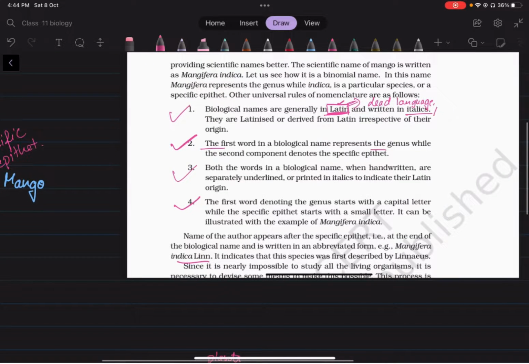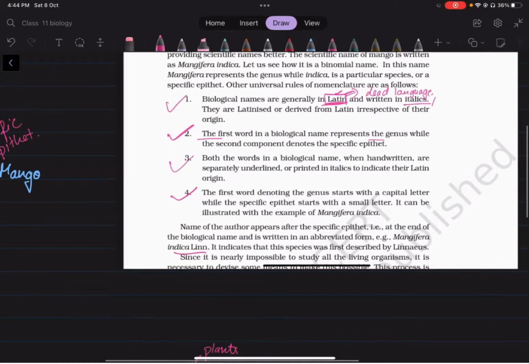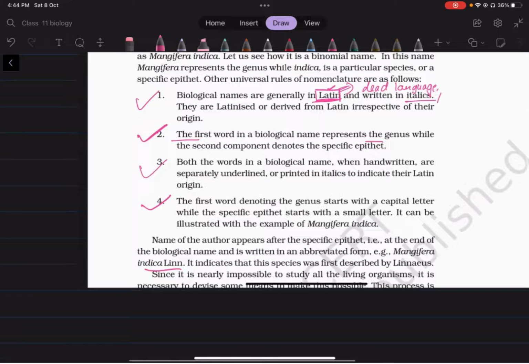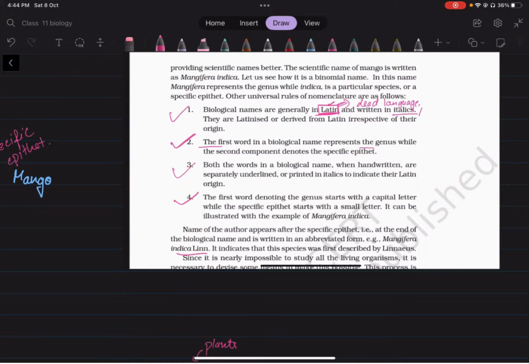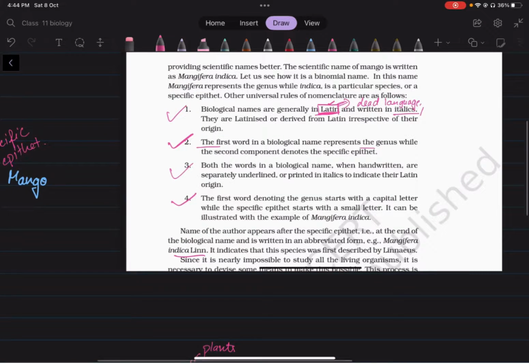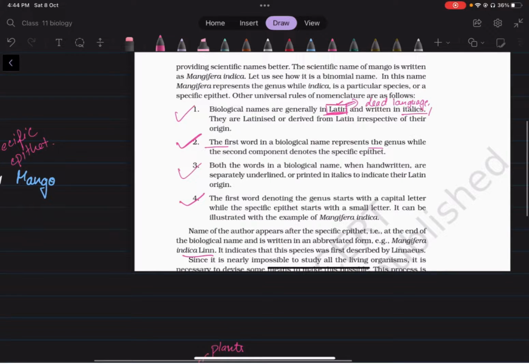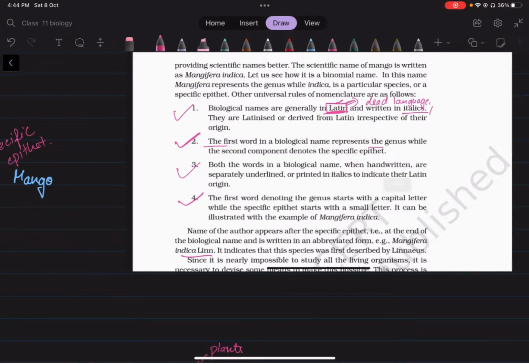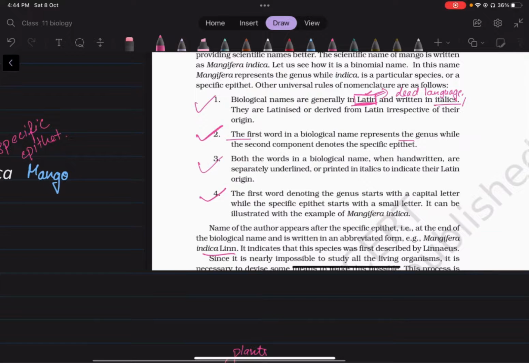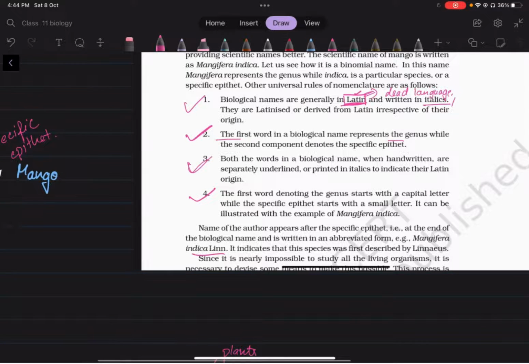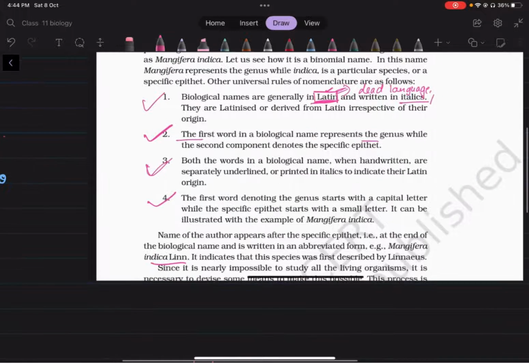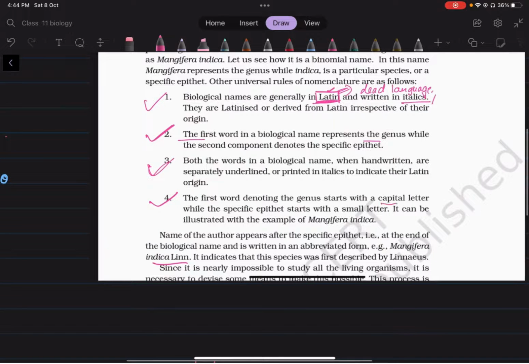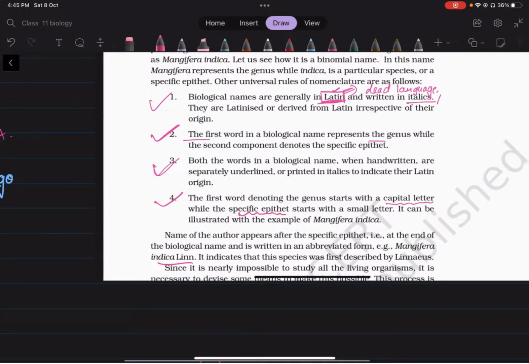Since it is derived from Latin, to indicate its Latin origin, they have made another rule: if it's handwritten, you have to underline it, or when it's printed, it should be in italics. So this is one important rule that is to be followed. And lastly, another rule is that the generic name should start with a capital letter, and the second, that is the specific epithet, should start with a small letter.